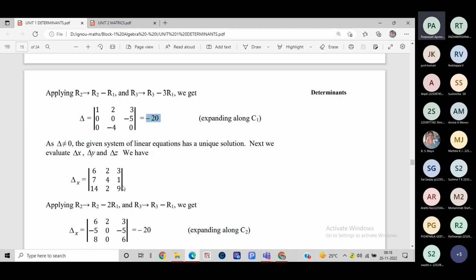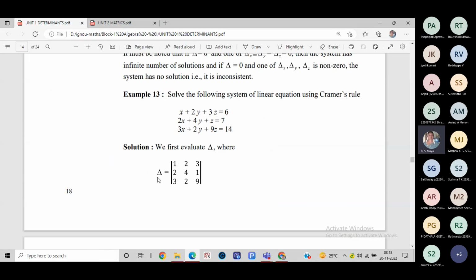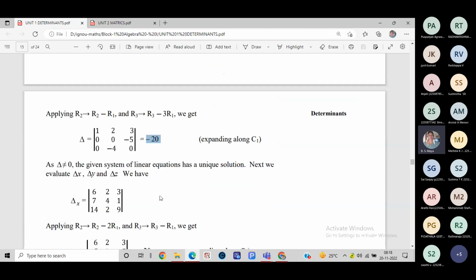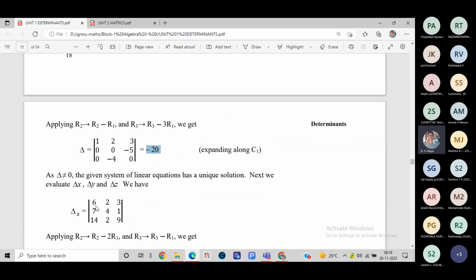Now we have to take 2, ma'am. This is D1, D2, D3, right? This is 2, 4, 2, 3, 1, 9 as it is. Just 6 into 9 fours are 36 minus 2 ones are 2 plus 2 into 7 nines are 63 minus 14 ones are 14 plus 3 into 7 twos are 14 minus 14 fours are 96.